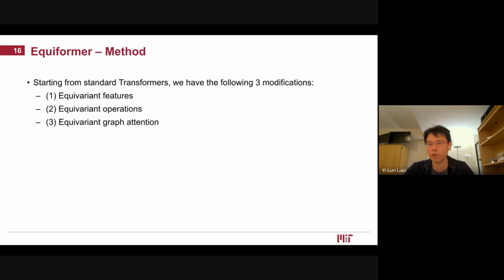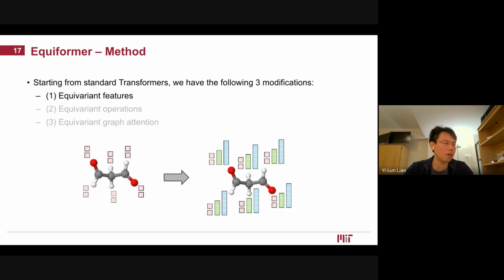Starting from standard transformers in other domains, we have the following three very simple modifications. The first one is we change the internal feature representation from scalars, or vectors of degree 0, to equivariant features consisting of vectors of non-zero degrees. Higher degrees correspond to higher angular frequency when coordinates are rotated. For example, vectors of degree 1 are something very common, the Euclidean vector, like the x, y, z coordinates that will rotate at the same speed when we rotate the 3D coordinates.